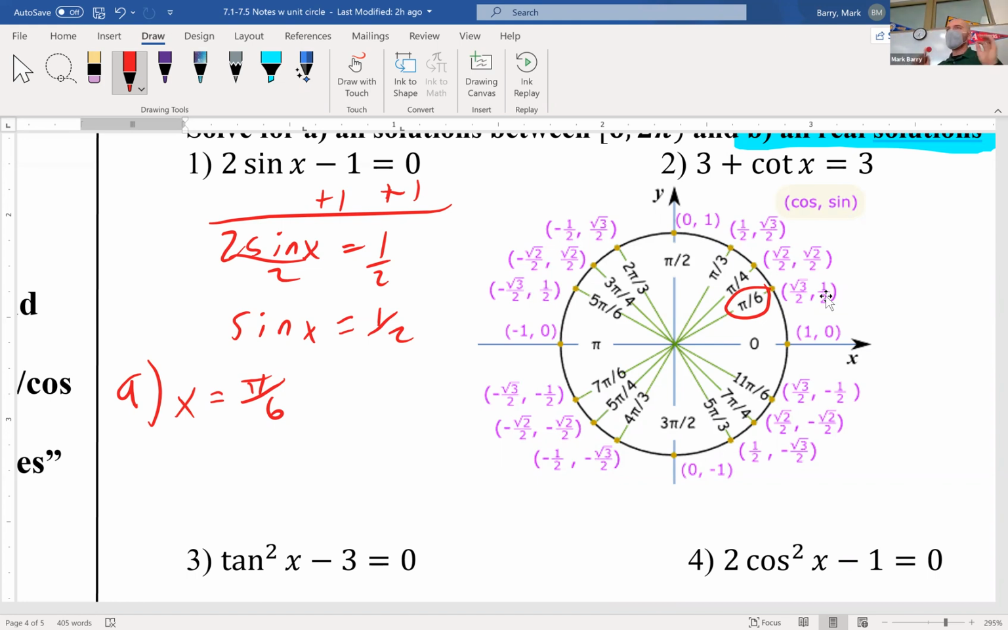All right, cool. But there is another spot on the unit circle where sine of x also equals 1/2, okay? So let's take a look around the unit circle, see if you can find another spot where the sine is equal to 1/2, or said another way, where the y value equals 1/2. So I see it right here at 5 pi over 6. You see, we also have a y value of 1/2 right there.